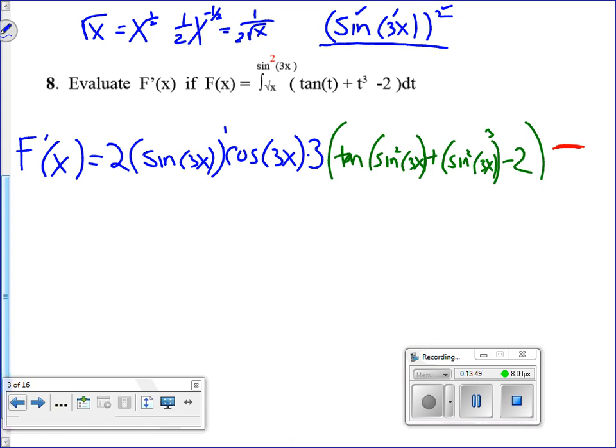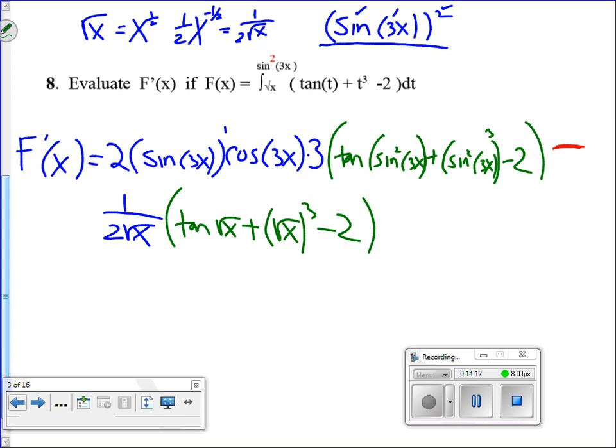So minus derivative of lower, which is 1 over 2 rad x, times what you get when you plug in the lower limit in for all the t's. So times the tan of rad x plus rad x cubed minus 2. And that whole big mess is the derivative of this accumulation function. Okay, now we get to the fun stuff.